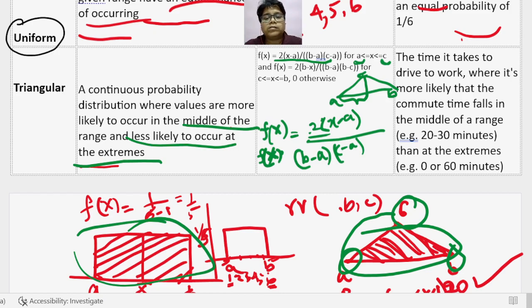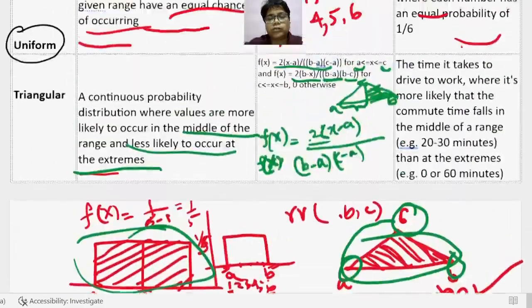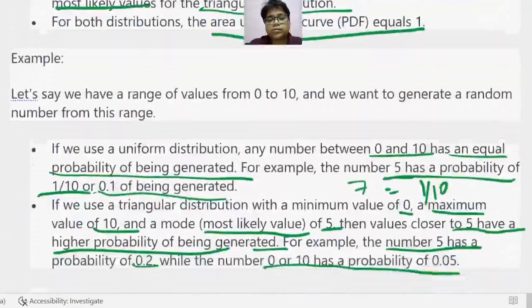Likewise, if it is lying between C and B, on this side, then it will be 2 times b minus x divided by b minus a times b minus c. So these are the differences between uniform distribution and triangular distribution.